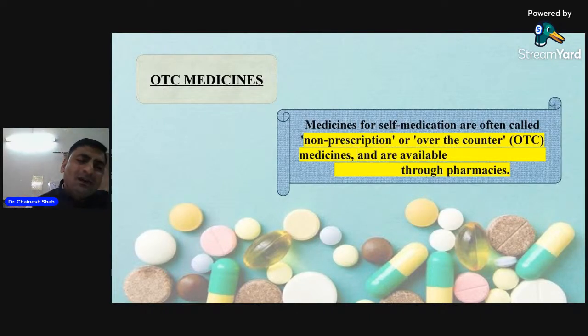Till now, we have discussed self-medication, and the reasons why a person or patient wants to self-medicate. Now coming to OTC. What is OTC? Medicines for self-medication are often called non-prescription, which doesn't require any prescription. Over-the-counter medicines are available through pharmacies.